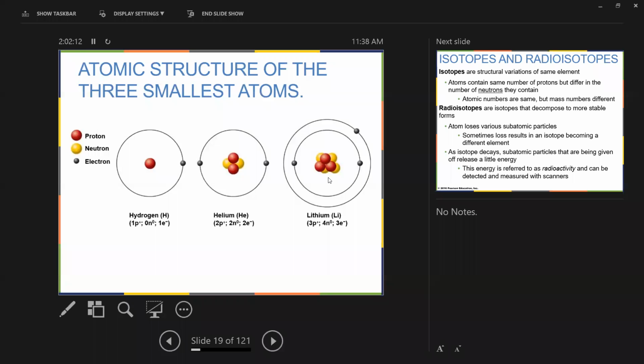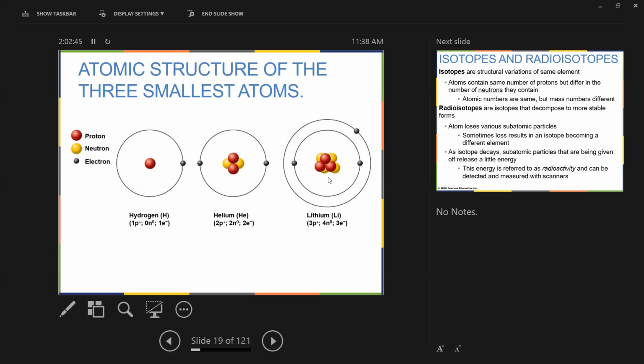Same thing applies here in lithium. Lithium has 3 electrons. It has 4 neutrons, and it has 3 protons. The nucleus has the 3 protons and the 4 neutrons. Something different here with lithium. It has 2 of its electrons in its first orbit, but the 3rd electron is in a second orbit.